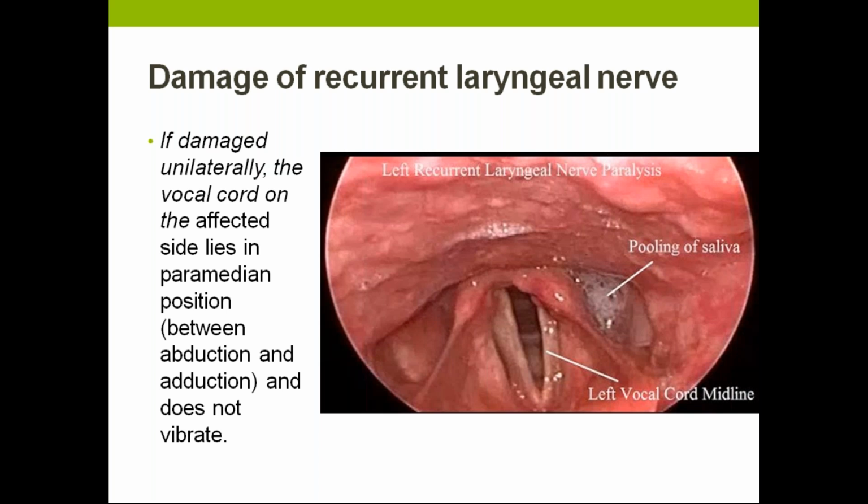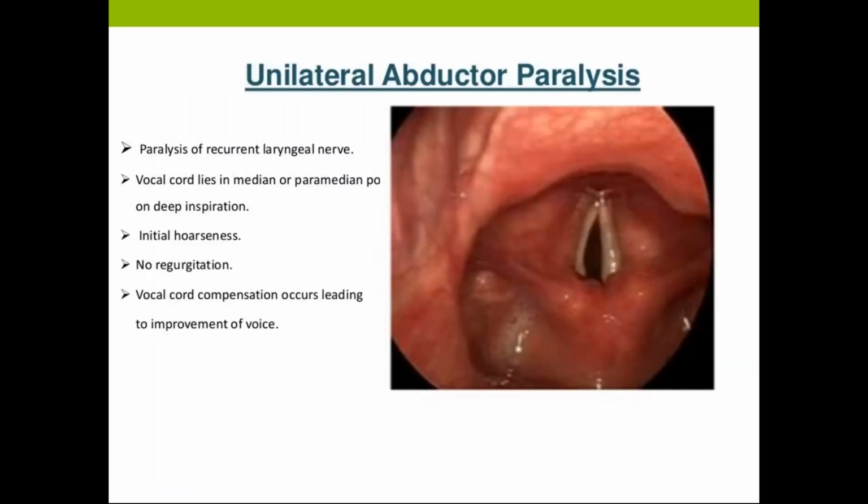Usually, if one side vocal cord is not functioning, the other side vocal cord will compensate, so the patient will not have any symptoms. Some hoarseness of voice will be there, but all other functions are compensated by the opposite vocal cord. Now you can see here the paralysis of the recurrent laryngeal nerve. Here the left side is paralyzed, so it lies in paramedian position. You will have only hoarseness here.